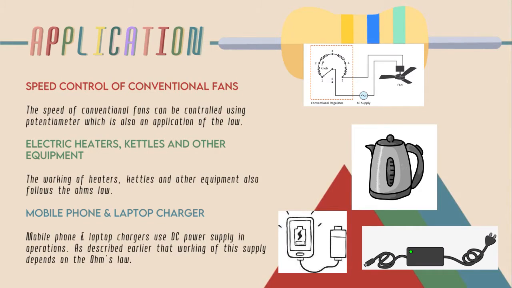How is this concept of physics being applied in our daily lives? Here are some practical uses of Ohm's Law. The first one is the speed control of conventional fans. Next, electric heaters, kettles, and other equipment. And lastly, mobile phones and laptop chargers. All of these follow or depend on Ohm's Law.